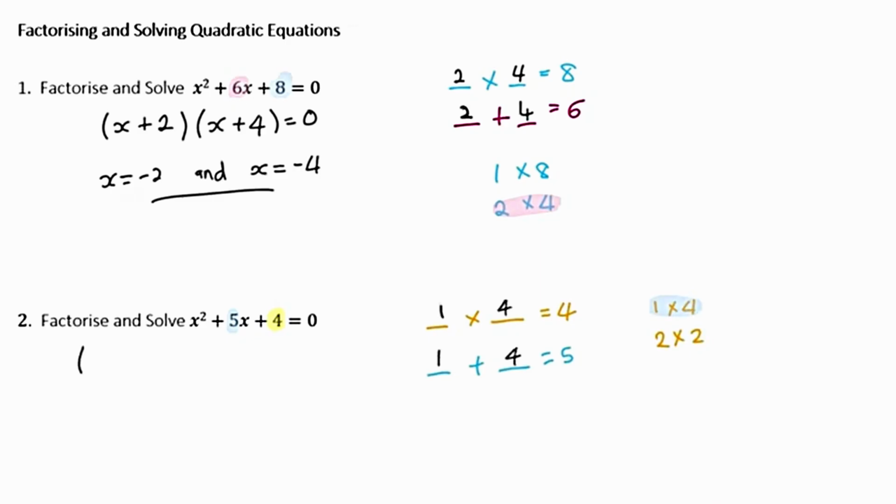So we can now factorise this by putting x as the first term and then plus 1. And for the second bracket, we are going to put x and then plus 4, and this is all equal to 0. So this is now factorised, and if we want to solve it, we can see that if x plus 1 is equal to 0, that means x has to be minus 1, and if x plus 4 is equal to 0, that means x is equal to minus 4.